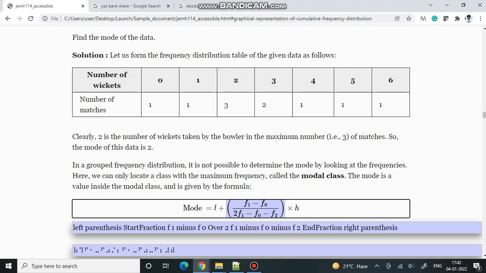Now if I want to read the numerator part, I'll press the down arrow again. "Left parenthesis start fraction F1 minus F0 right parenthesis." "Start fraction F1 numerator F1 minus F0." And now if I press the right arrow, "denominator 2 F1 minus F0 minus F2." Whatever is being spoken, the same thing is also visible on the braille display, which can be read. So that's how a complete equation can be made accessible with the help of screen reading software.